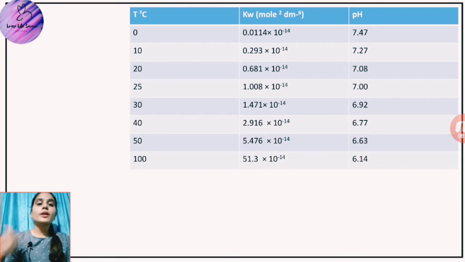Now, if you increase the temperature of the solution, spontaneously the pH of the solution will also decrease. The relationship is inverse here. pH is inversely related with the temperature of the solution. If you are increasing the temperature of the solution by heating it, it is obviously going to decrease the pH of the solution. As you can see here, the ionic product is increasing as well as the pH is decreasing. At 0 degrees Celsius, you can see the pH is 7.47. So I hope you understood this table.